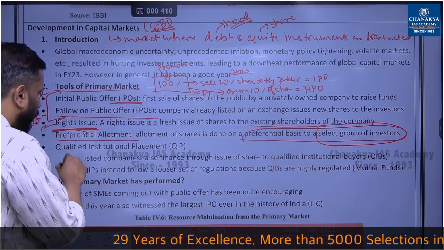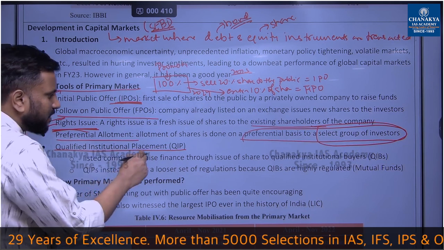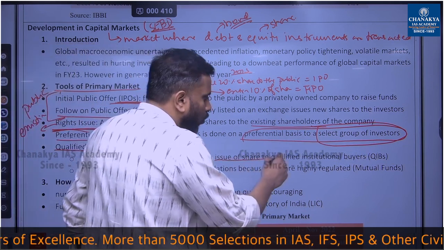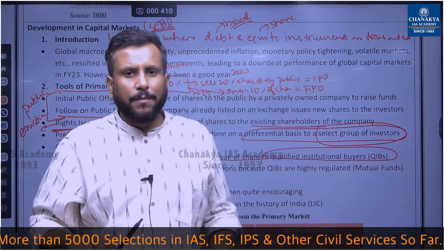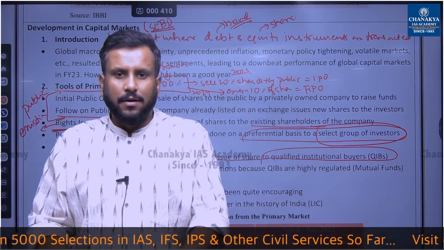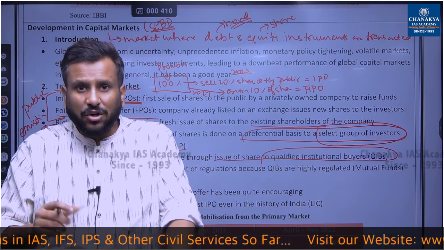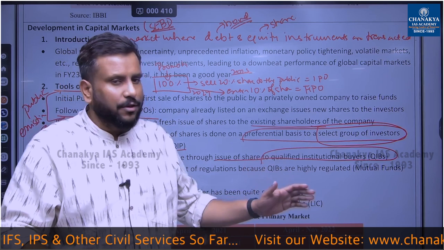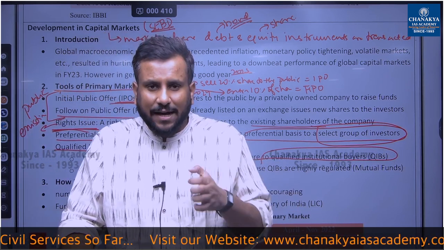And then comes the qualified institutional placement. Yahan pe kya hai? Listed companies raise finance by issuing shares to qualified institutional buyers. Qualified institutional buyers matlab jo big buyers hote hain. For example, mutual funds, they are very sophisticated investors. So mutual funds come under these qualified institutional buyers. That means they are qualified. They're very mature, sophisticated investors.